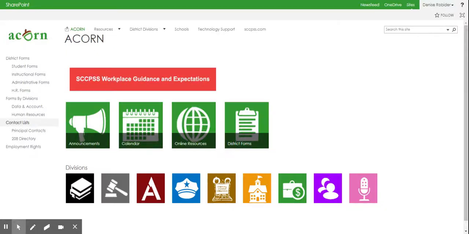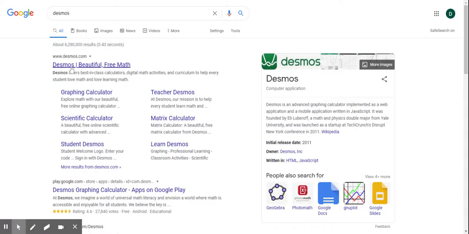You're probably saying to yourself, "Rob, I don't have a graphing calculator at home." Neither do I. So if I want to see what a graph looks like, I'm going to go to Desmos. It's called Desmos, and actually, let's search it because I wanted you to see. Desmos is beautiful, free math. Now let's go to the graphing calculator.